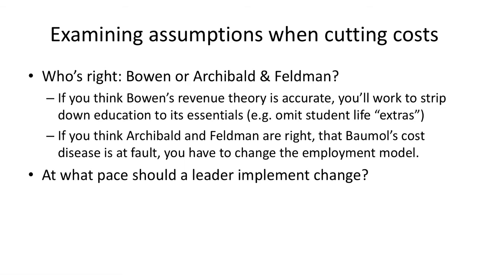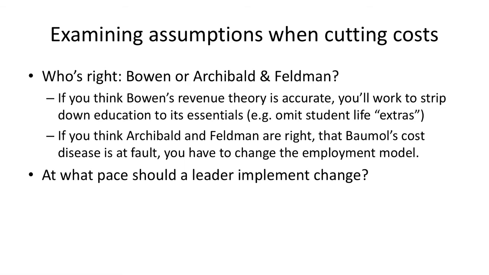One approach to think about is to look at theoretical perspectives, and one theoretical perspective you know about is Bowen's revenue theory. Another is Archibald and Feldman's cost disease approach. If you think Bowen is right, that people are always striving after excellence and they're throwing money at excellence, and that desire to become excellent results in a lot of student life extras or academic extras, then the cost-cutting exercise is going to be one of stripping down education to its essentials. You're going to get rid of anything that seems superfluous to the main academic enterprise.